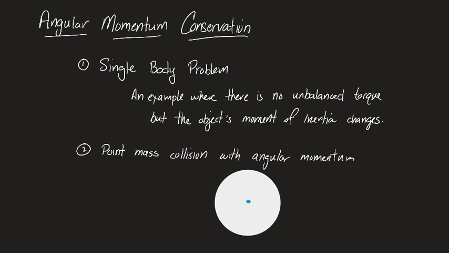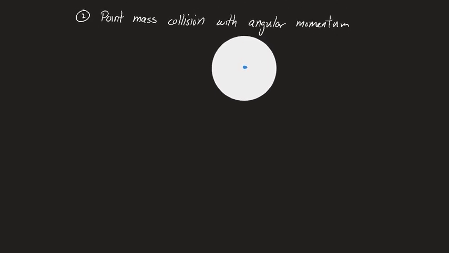But consider like a merry-go-round problem. The point mass collision with angular momentum might be a problem where a kid goes running at a merry-go-round. Linear momentum will not be conserved in this collision because if the kid jumps on the merry-go-round, the linear momentum of the system will stay zero, right? Because the merry-go-round doesn't suddenly go this way because the kid jumped on it, right? It's fixed to the ground. It's not going to suddenly go across the schoolyard.